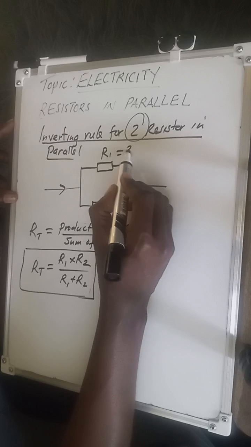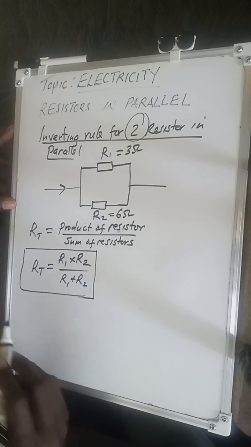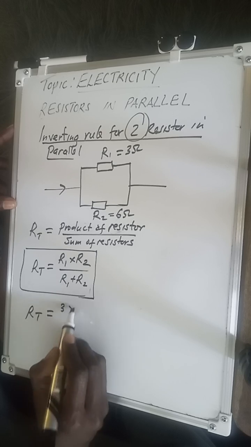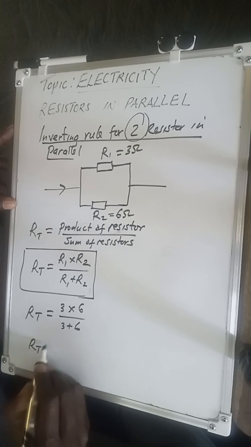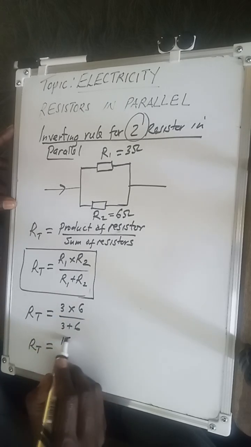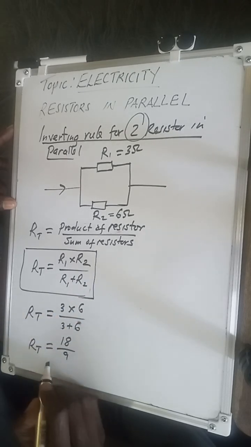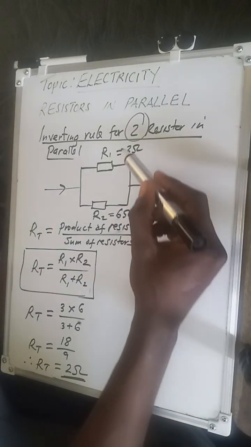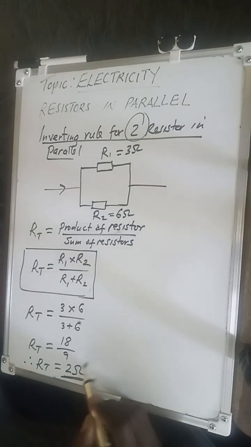Let's say that we have R1 as 3 ohms and R2 as 6 ohms. Then how do I get the total? Well, your R total will be equal to, what is my R1? It is 3, multiplied by my R2, which is 6, divided by 3 plus 6. So R total will be equal to 3 times 6 is 18, divided by 3 plus 6, which is 9. So R total is going to give us 2 ohms. Again, you can see that the combined resistance is less than the lowest there. So that is the way you can do it.